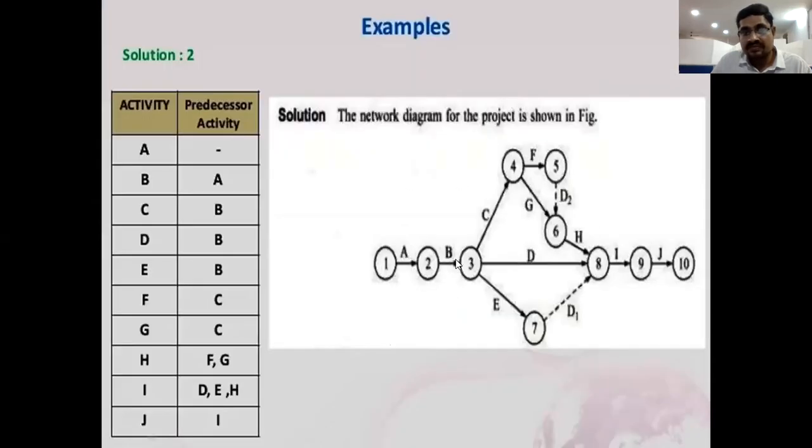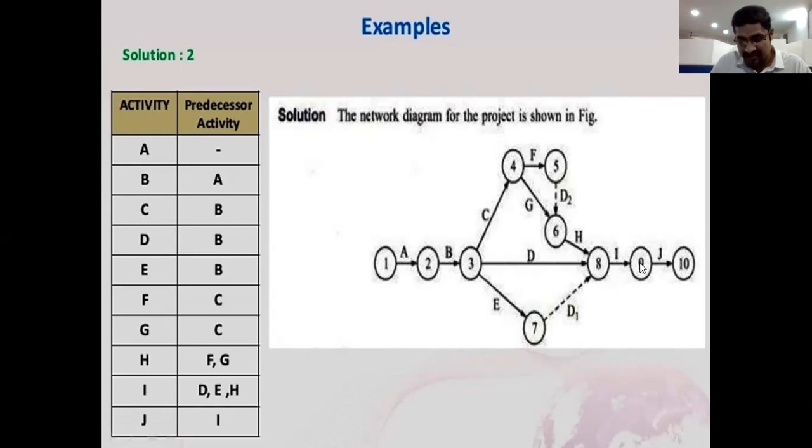So B to C, B to D, B to E, burst event, right? And look at here, D, E, H. These three activities are completed, then I will appear, then I will perform, right? So here, this is the D activity. These three, D, I, H, and then we will get I activity.